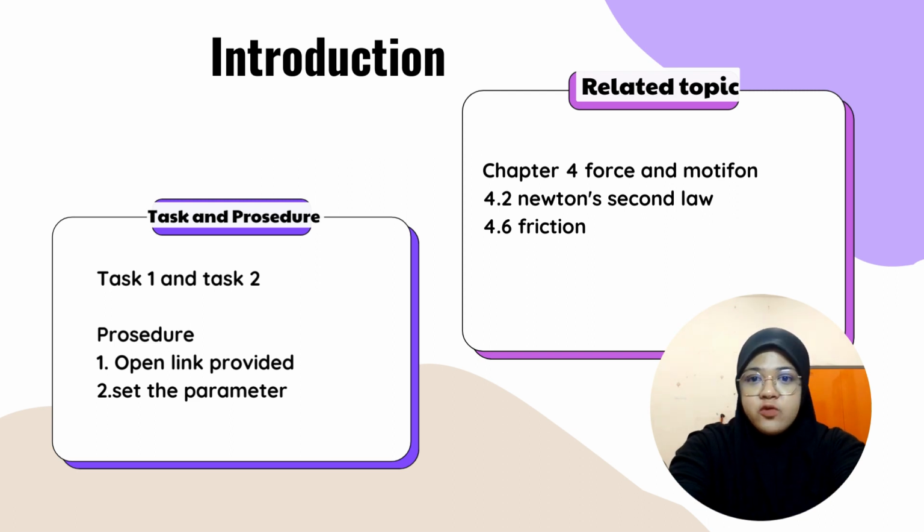The task has two parts. Task 1, we need to determine the critical value of the static friction force before the block moves, and task 2, we need to determine the angle before the block moves. Procedure: the first step is complete. Task 1, use the link provided to assist in conducting this experiment and set the parameters.